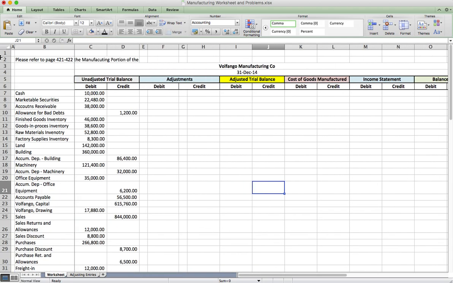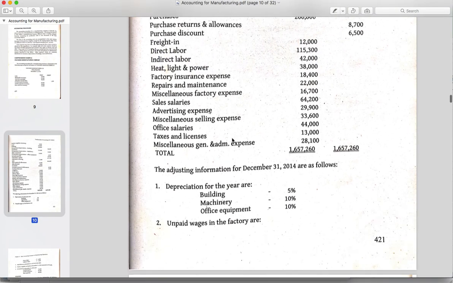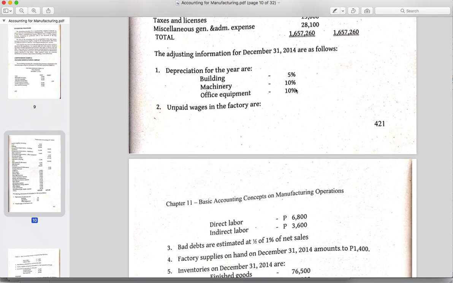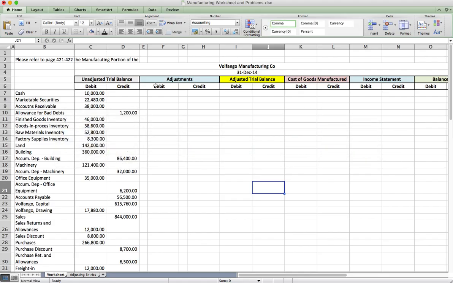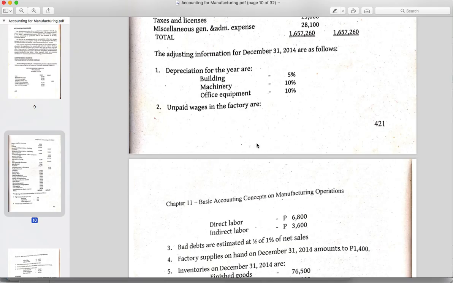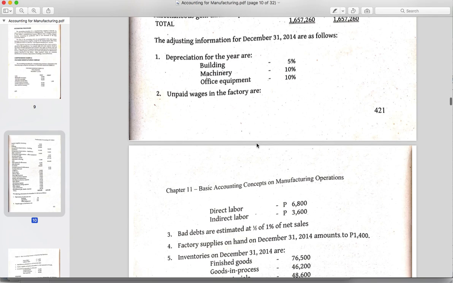Okay. Now, let's go back. Let's see ano ba yung mga adjustments natin. Ito yung mga adjusting information for December 31, 2014. So, I made sure that the total of the trial balance pala is balanced. Diba? 165,7,260, 165,7,260. And I have here 165,7,260, 167 and 657,260. Okay, what are the adjusting information?